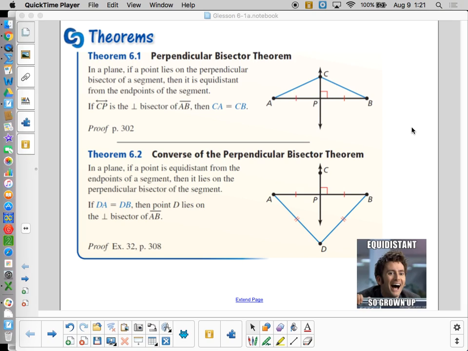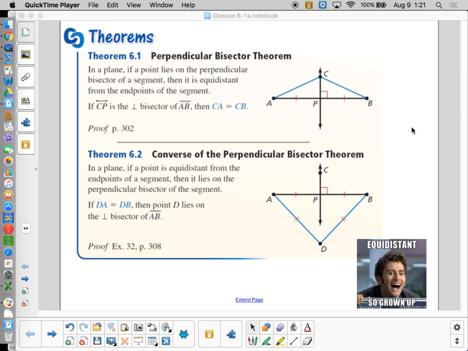Today we're looking at the start of chapter 6, which is going to deal with special segments within triangles and special parts of triangles. We're going to start out by looking at a couple different things that go on when we have a perpendicular bisector of a side of a triangle. Now, to start with, we know what a perpendicular bisector is.